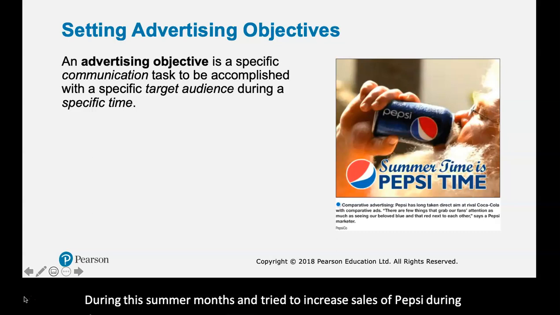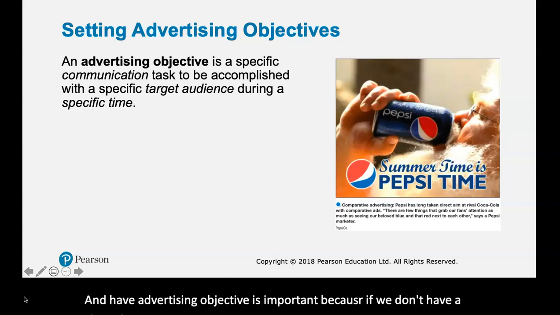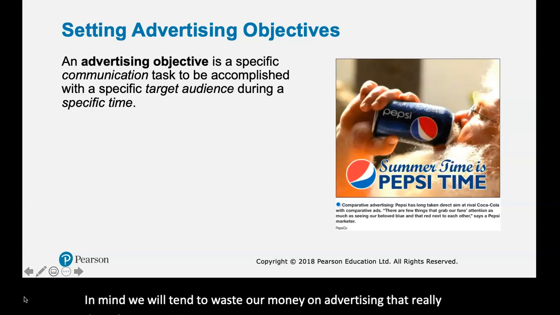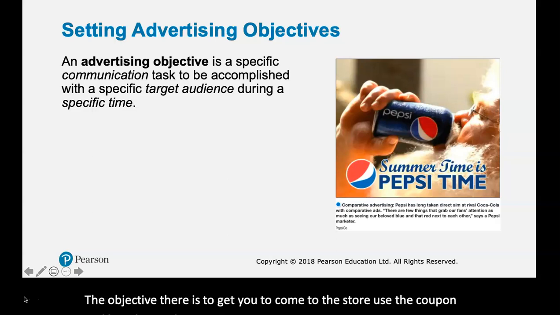An advertising objective is important because if we don't have a clear objective in mind, we will tend to waste our money on advertising that really doesn't get anything done at all. So that's why you will always see coupons, especially in newspaper ads. The objective there is to get you to come to the store, use the coupon, and buy the product. And it has a clear objective in mind.